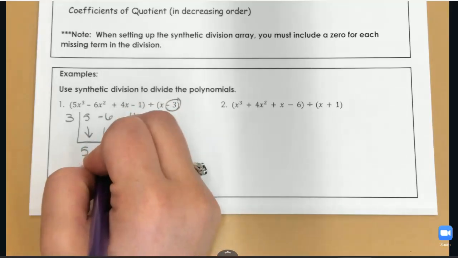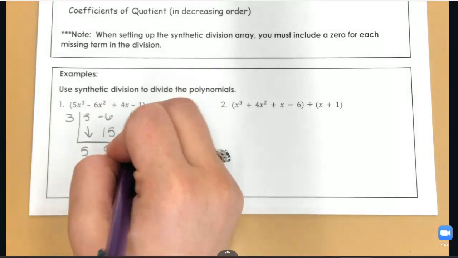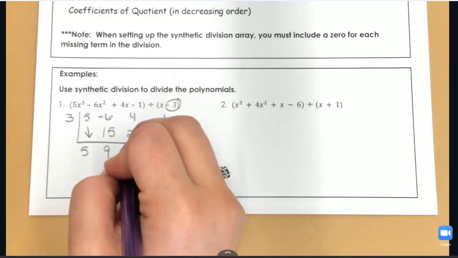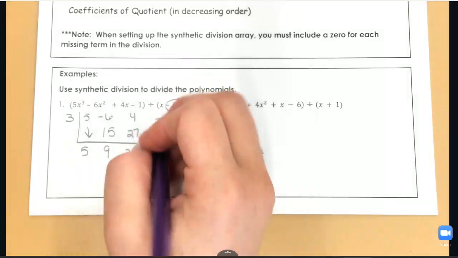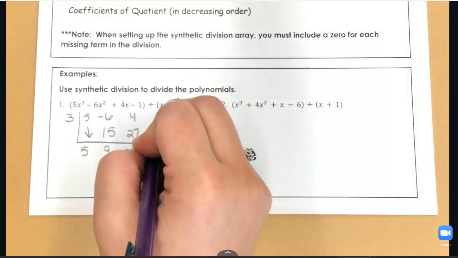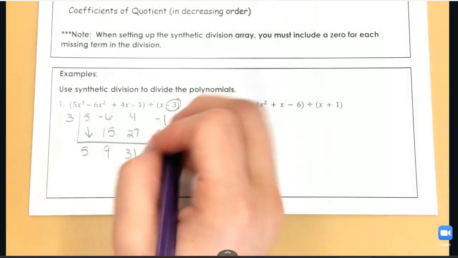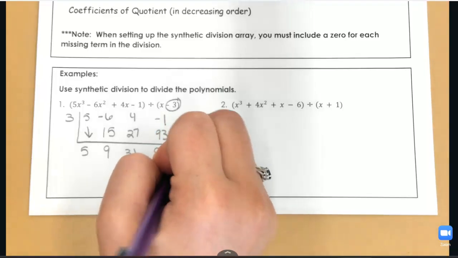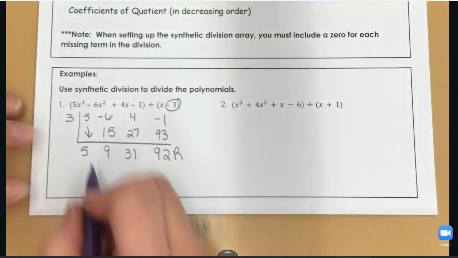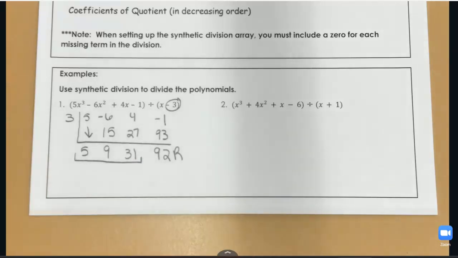-6 plus 15 is 9. 9 times 3 is 27. 4 plus 27 is 31. 31 times 3 is 93. -1 plus 93 is 92. So again, that last number is your remainder, and then these are the coefficients for your result.